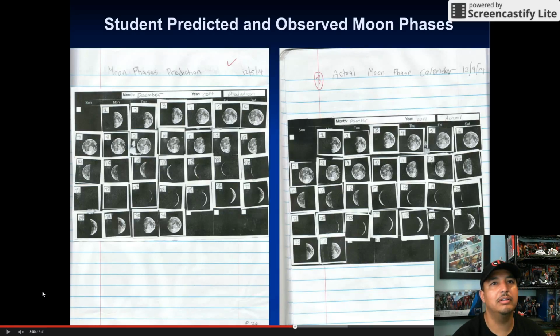Now, this is an example of student work. This is the predicted phase calendar, and this is the actual calendar based on observations.